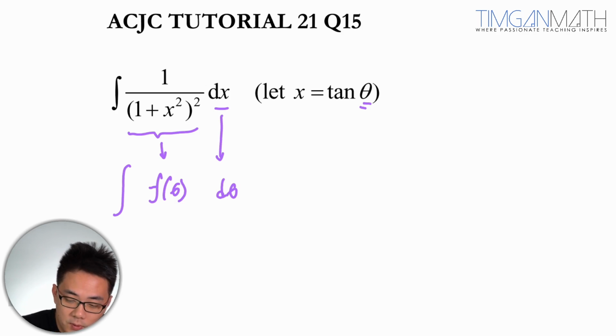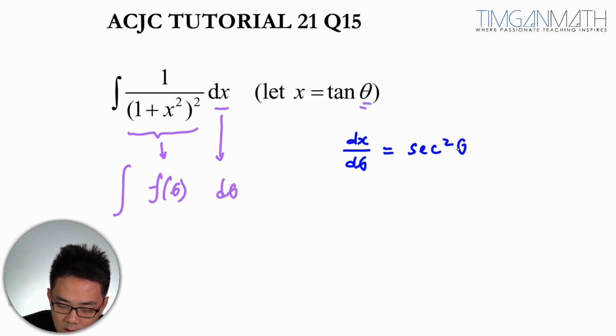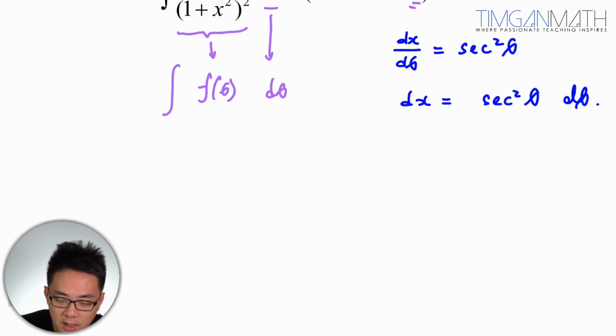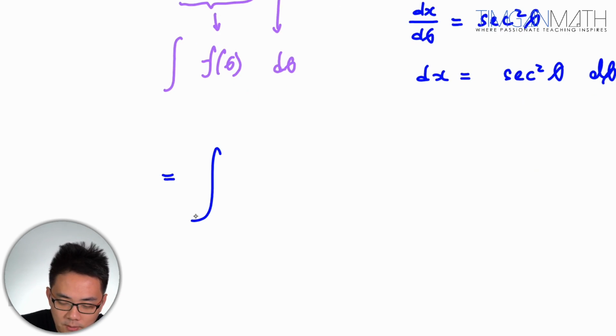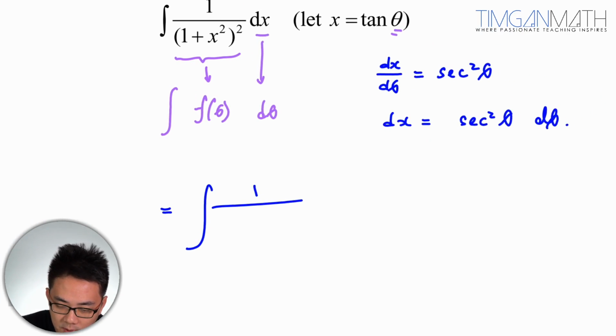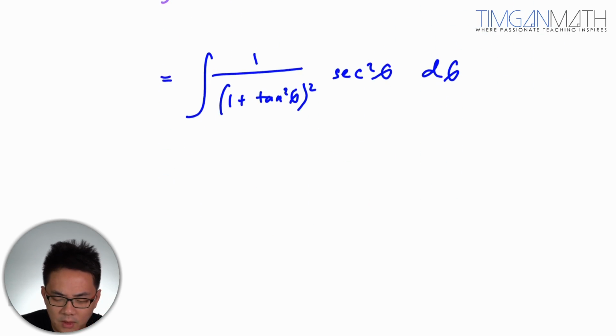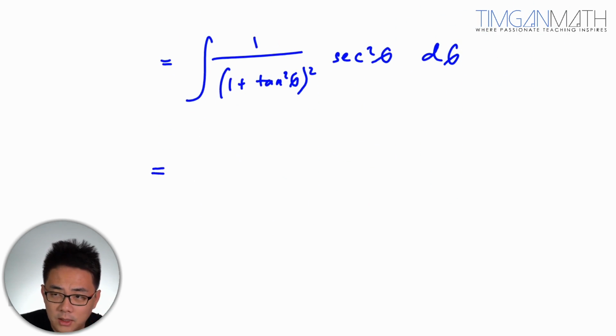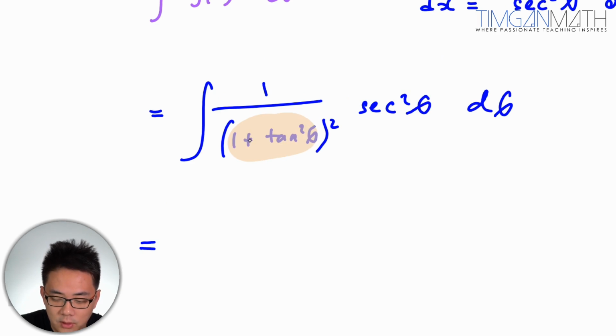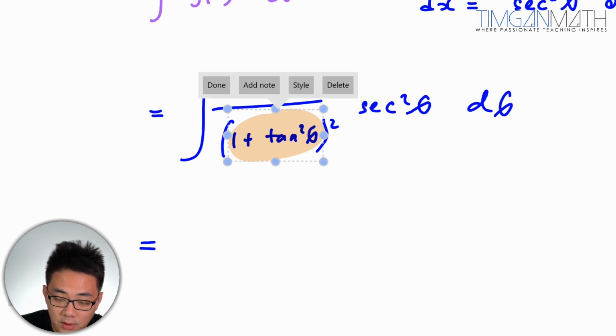So once we do, we just put dx over d theta. This will be secant square theta. So dx is equal to secant square theta d theta. Alright, so we're going to substitute the dx in, and that will be 1 over, so x will be tangent theta, 1 plus tangent square theta, squared, times secant square theta d theta. That's about it. So once done, 1 plus tangent square theta, this is just our secant square theta, right?